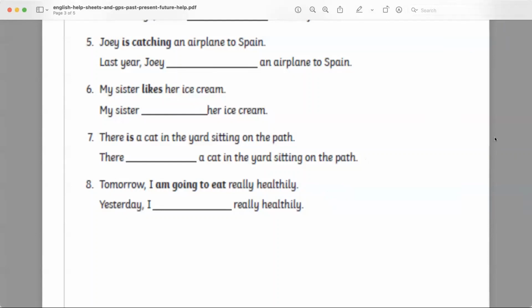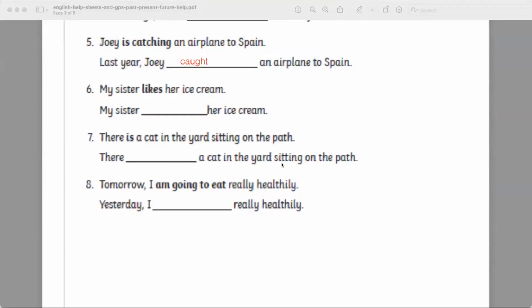Ravish. Caught. Sorry? I can't hear you. What did you say? Last year, Joy bought an aeroplane to Spain. Well done.